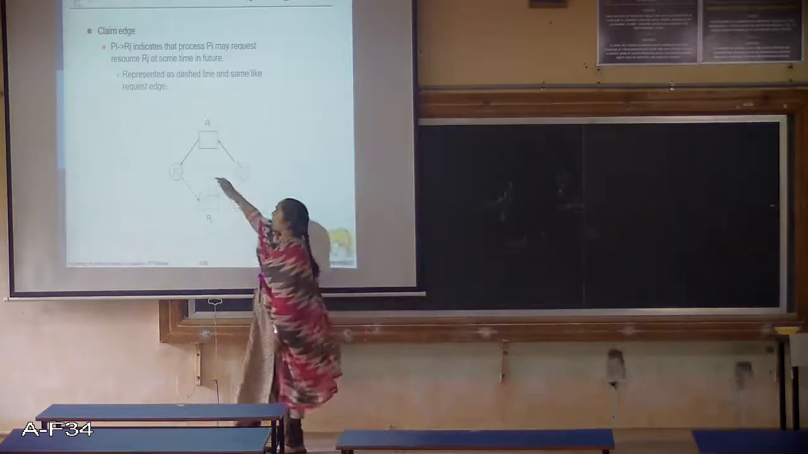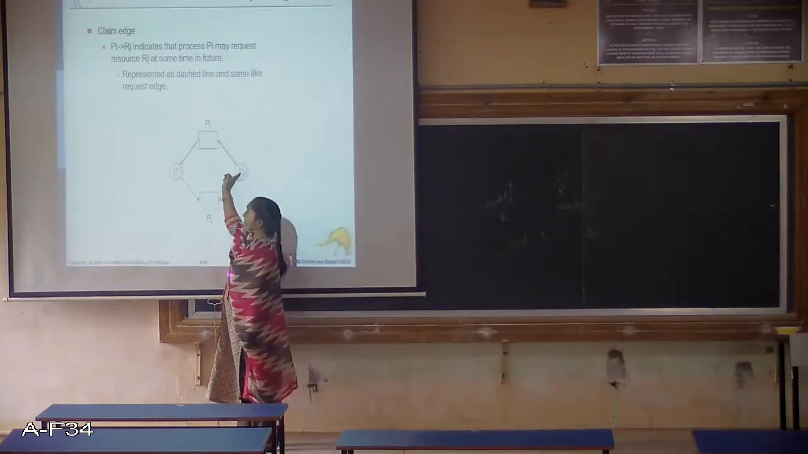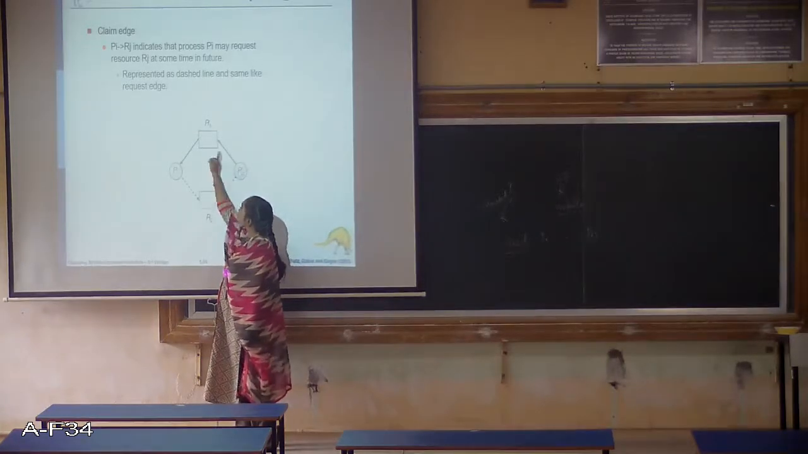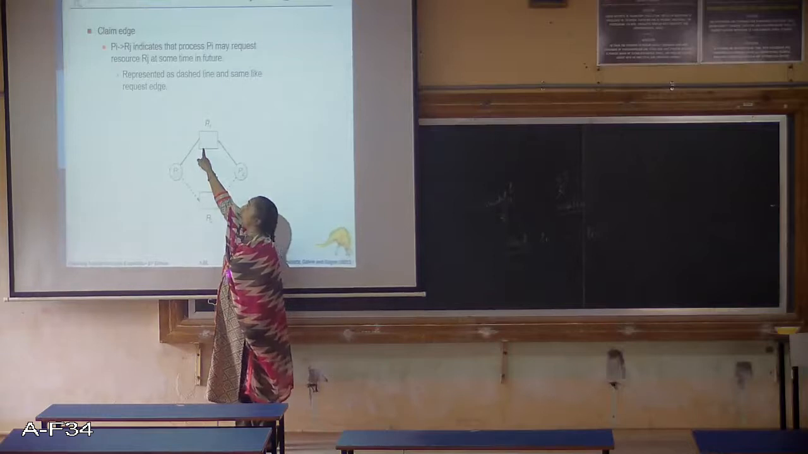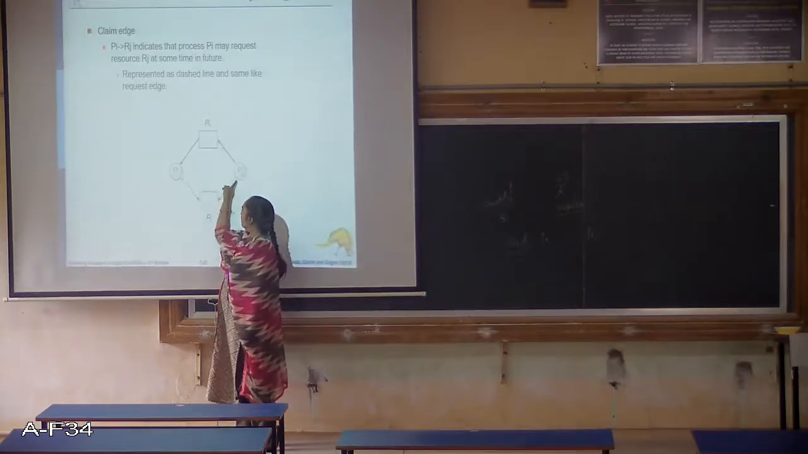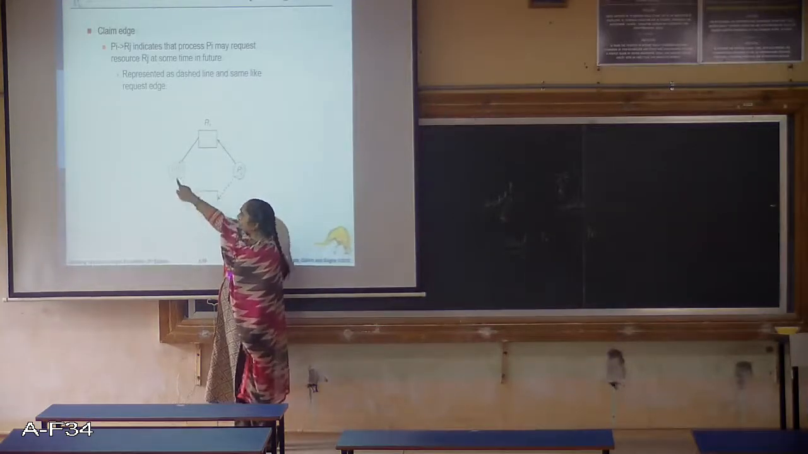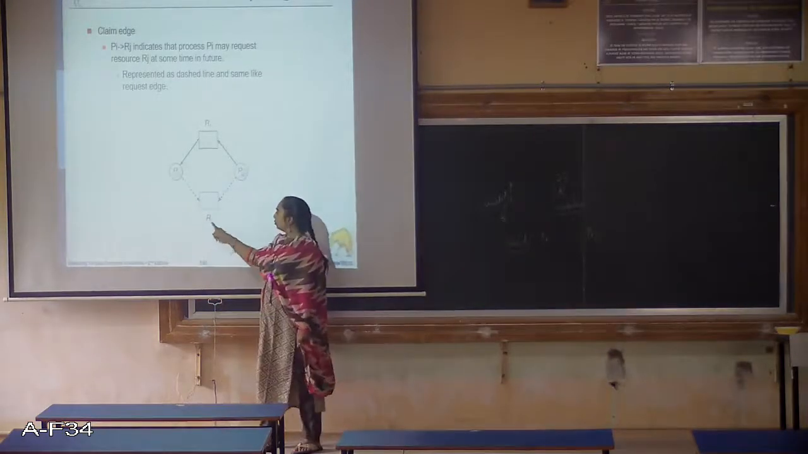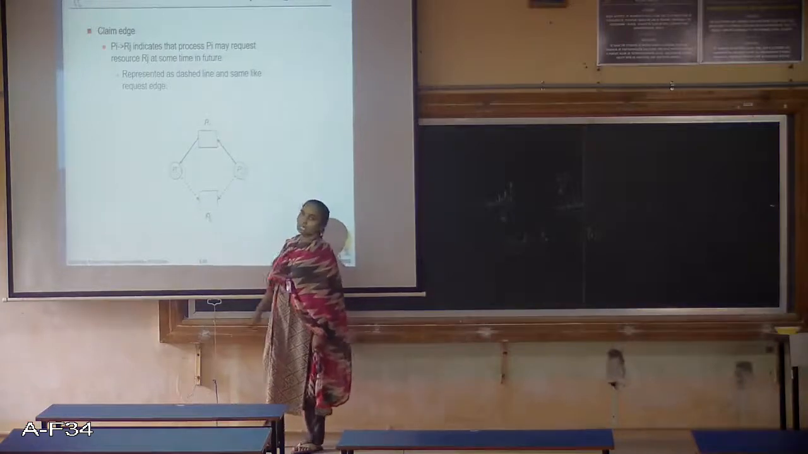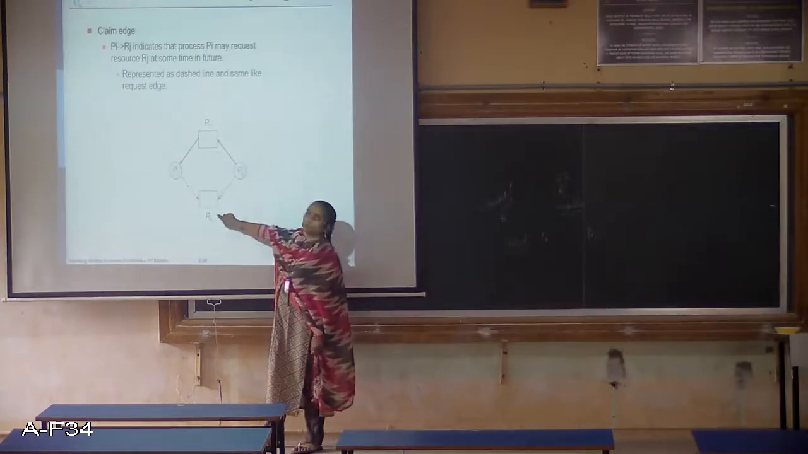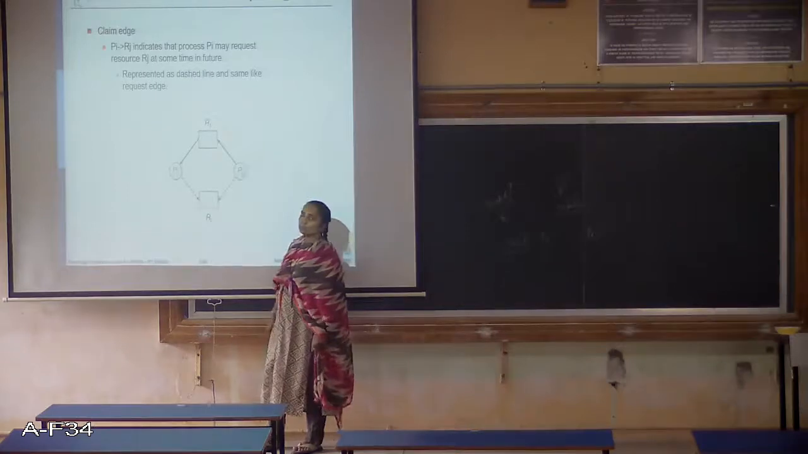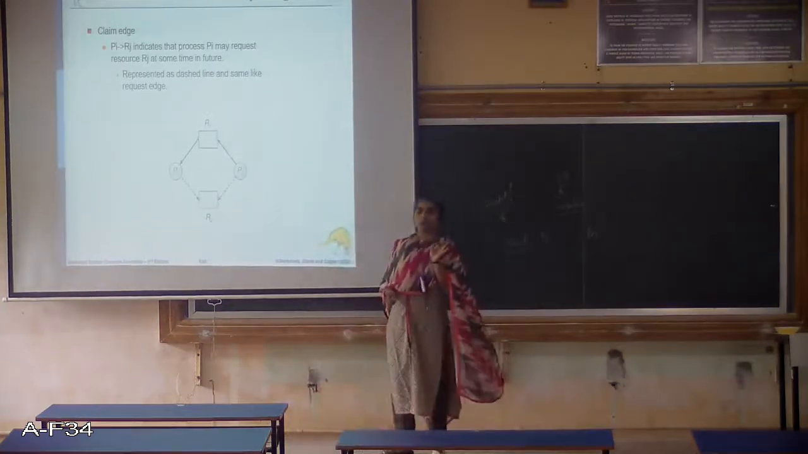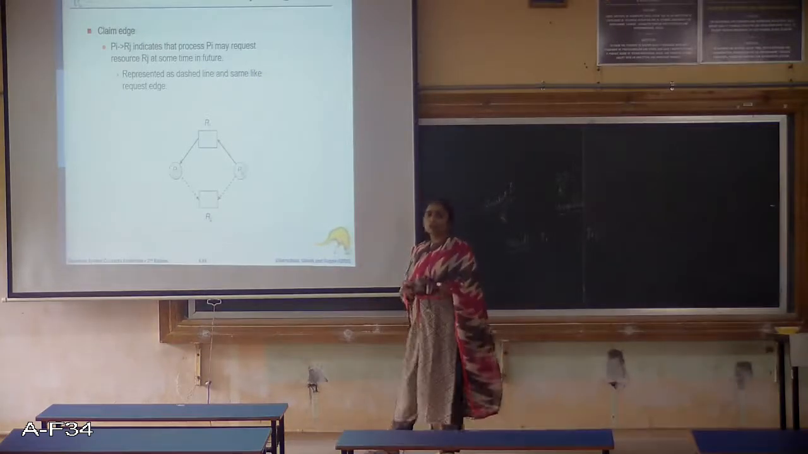A solid line here, from this process P2 to this resource, indicates that this process has already made a request to R1. Whereas this dotted line indicates that in future P1 will request R2 and P2 will request R2. P1 and P2 may both request the R2 resource. So this is a claim edge. A claim edge is always denoted using a dotted line.